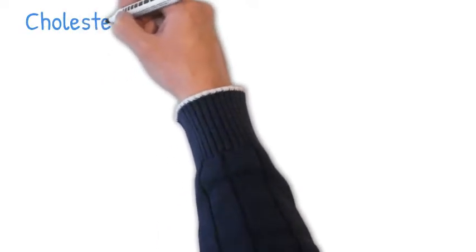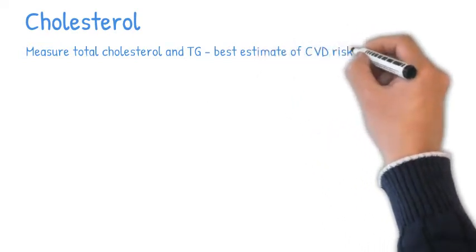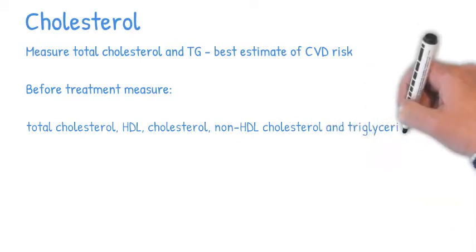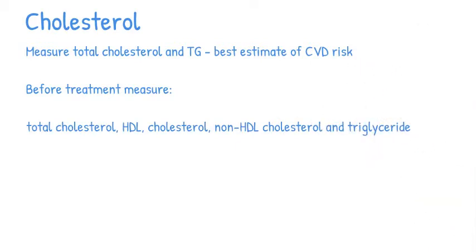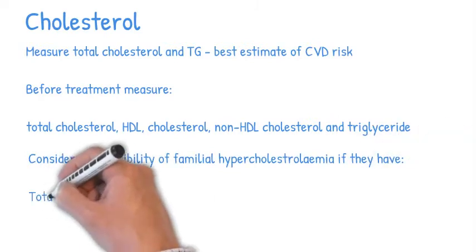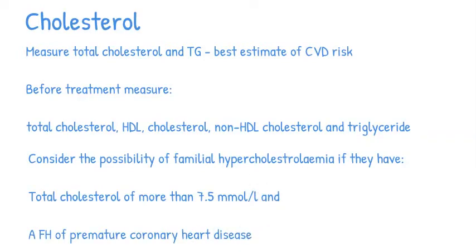If a person is found to be hypertensive, it's important that you estimate their cardiovascular risk to help you decide on what the most appropriate treatment going forward is, particularly if you need to consider primary prevention. You should do a full cholesterol screen, which includes a total cholesterol, HDL cholesterol, non-HDL, and triglyceride. This sample does not need to be fasting. It's important to think about familial hypercholesterolemia, and this should be considered if the total cholesterol is greater than 7.5 millimoles per litre, and there is a strong family history of premature heart disease.